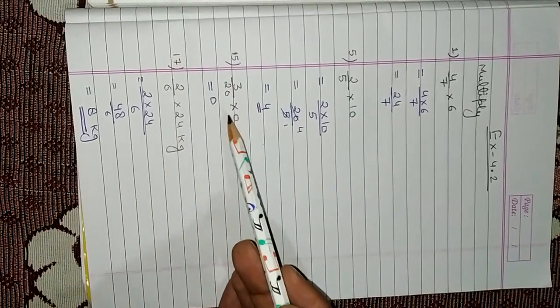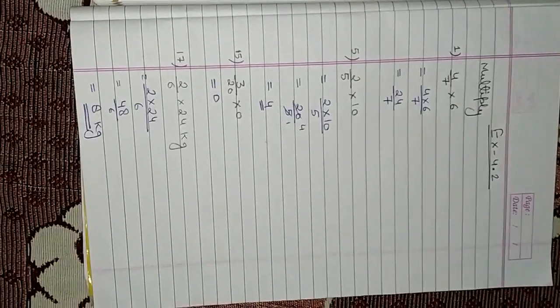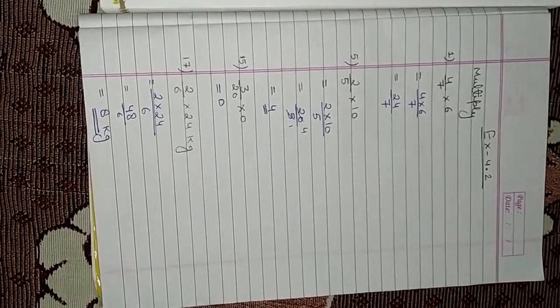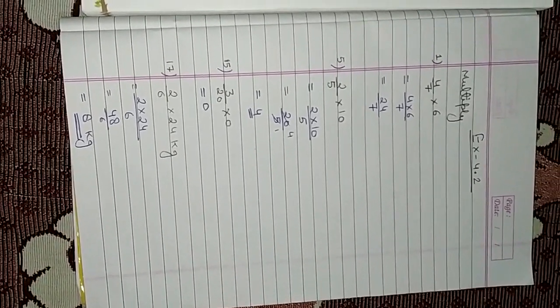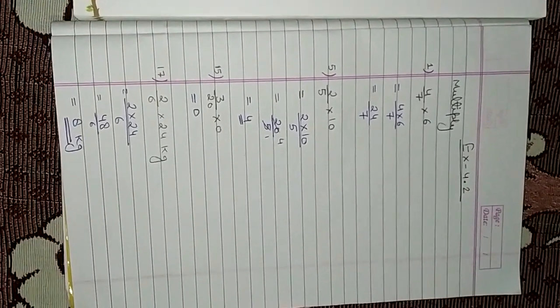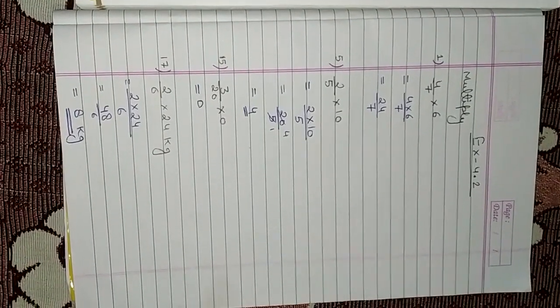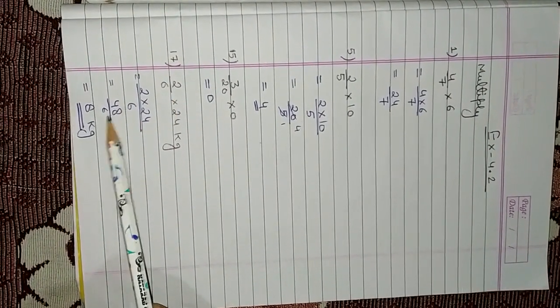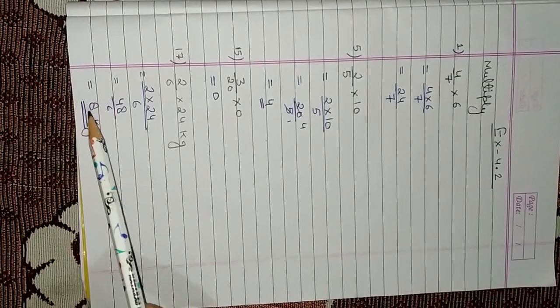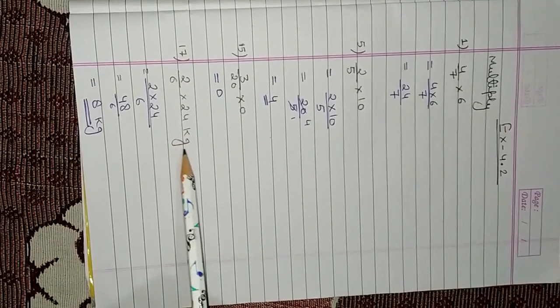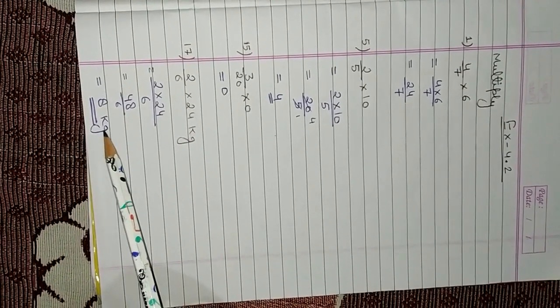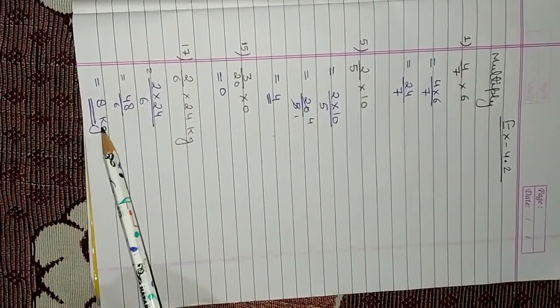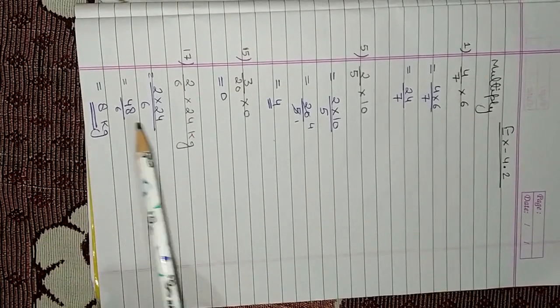15, 3 by 20 into 0. If we multiply any number by 0, we get the answer 0. 17, 2 by 6 into 24. Multiplying 2 into 24 we get 48. 48 divided by 6 we get 8. If the unit is given in the question, we also have to write the unit in the answer.